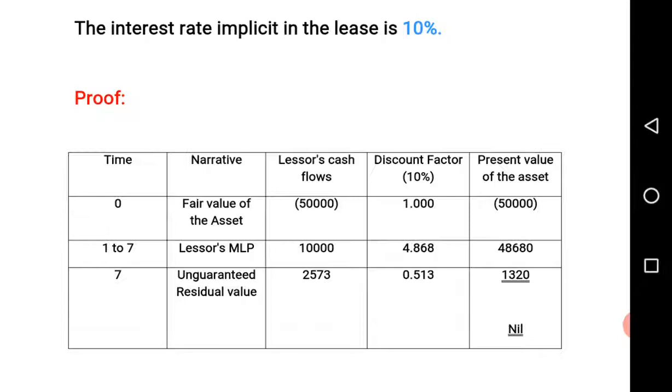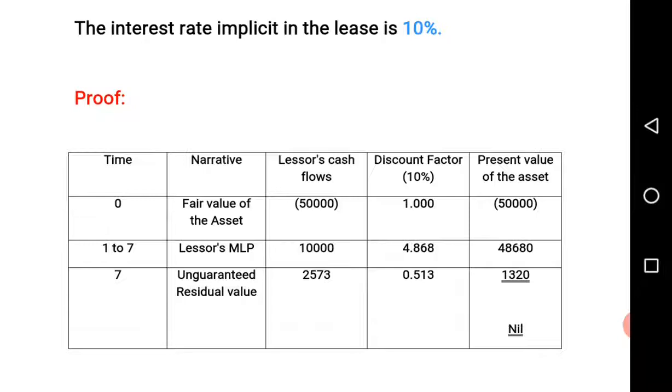The unguaranteed residual value at year 7 of 2,573 would also be brought down. The discount factor at year 7 using 10% is 0.513. So we have a present value of unguaranteed residual value of 1,320.